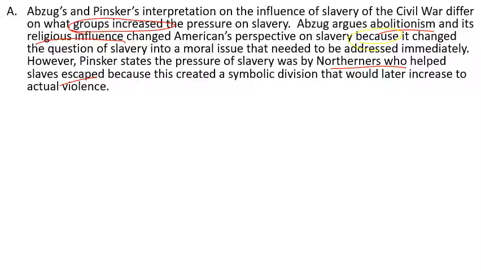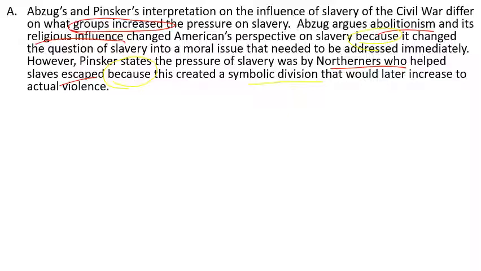Now, Pinsker was saying, look, these Northerners helped, and because they were helping, they were kind of already divided and kind of subverting them and going behind the Southerners' back, and the Southerners felt that way. And so it's actually going to lead to violence because the Northerners are going to step in and say, look, we're going to help these slaves escape whether you like it or not.